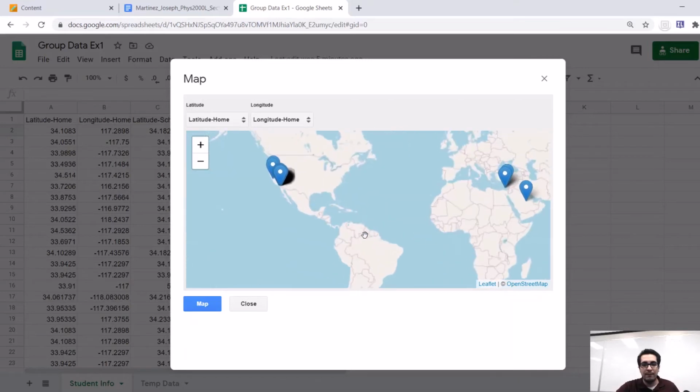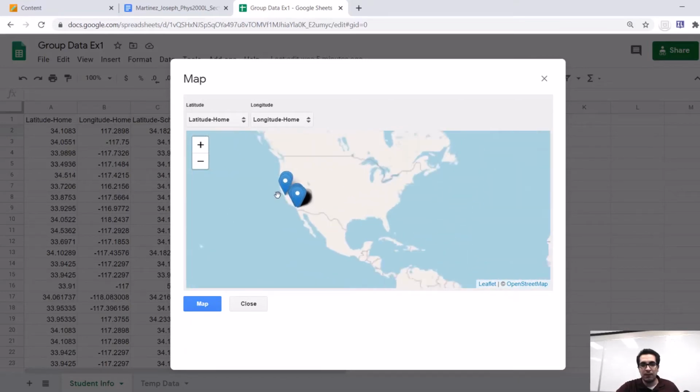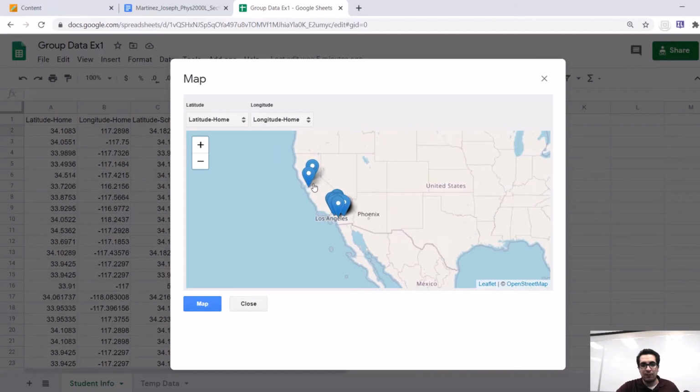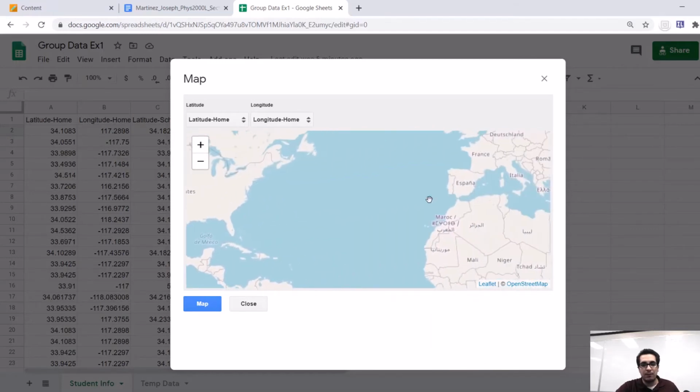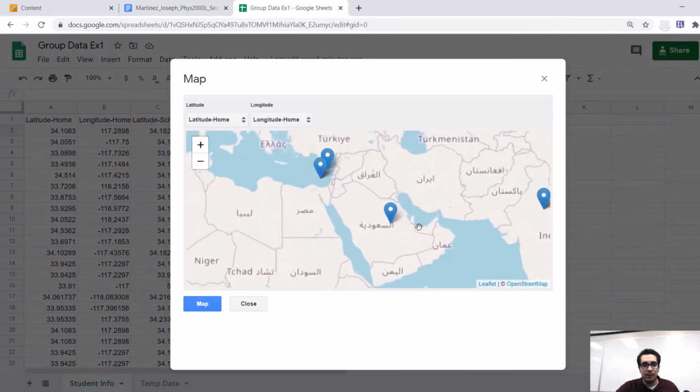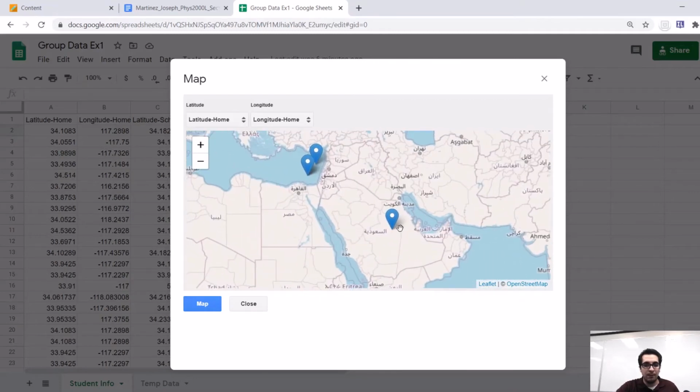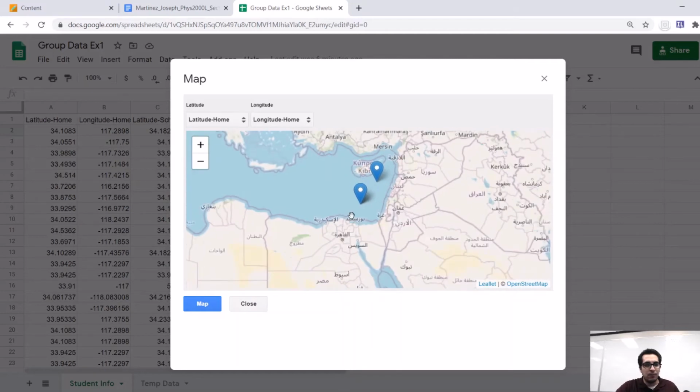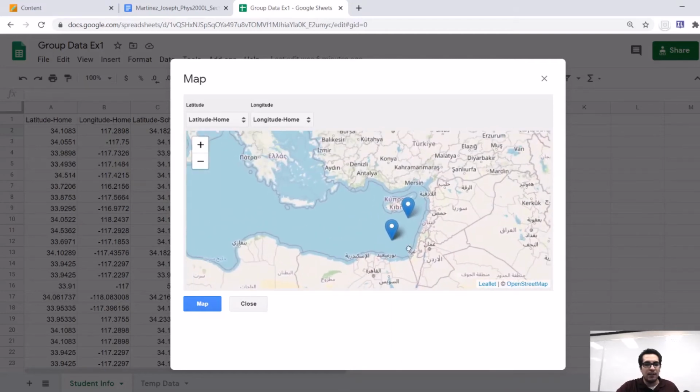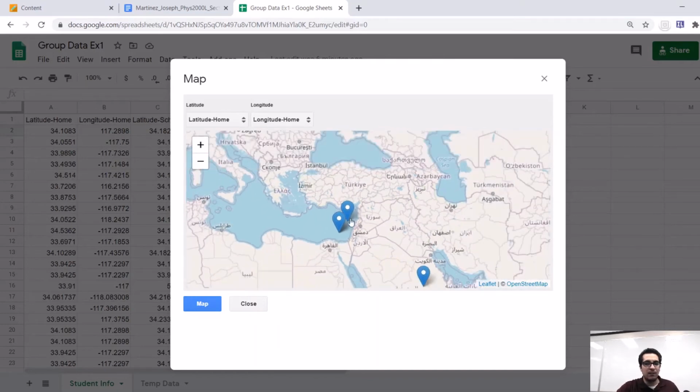We have a lot of people from California. I have a couple of students from Northern California and a lot of students from Southern California. If we scroll over here, looks like we have someone from Saudi Arabia. And we have two people who marked their hometowns as being in the middle of the Mediterranean Sea. Now, I'm not entirely sure if that's where people are from or not, but we're going to take note that there are a couple of people who say they are from the Mediterranean Sea.